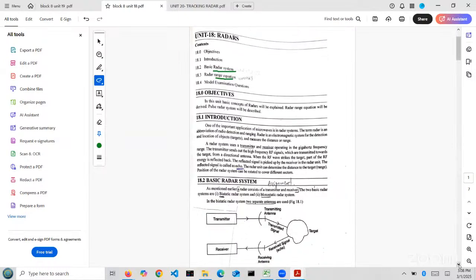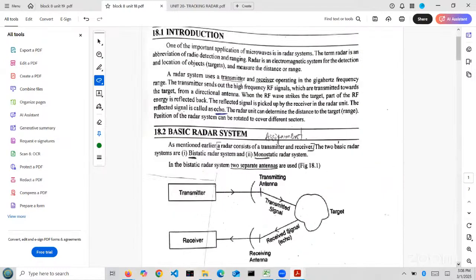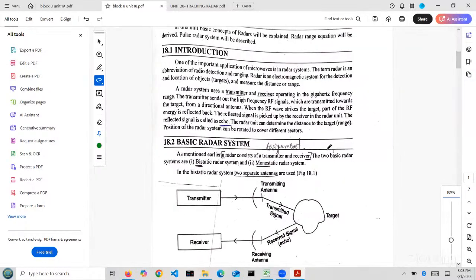What is the full form of radar? The full form of radar is radio detection and ranging. It means the radio signals from transmitter to receiver side are detecting. Whatever radar signals we are using, there we are using electromagnetic signals, and we are detecting these electromagnetic signals from the target.